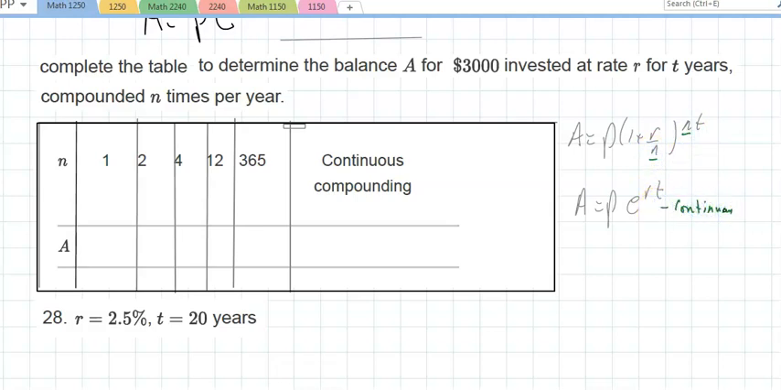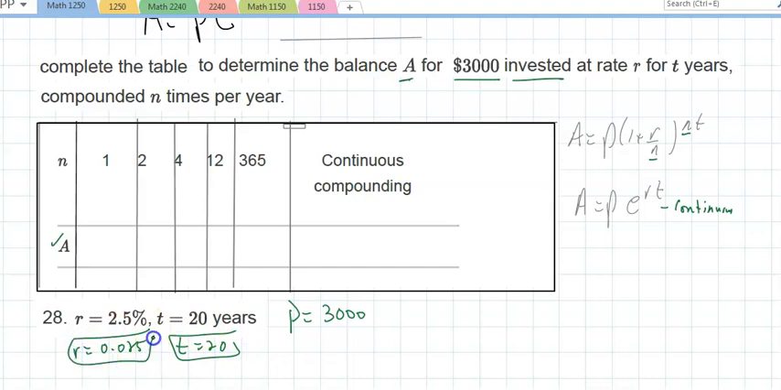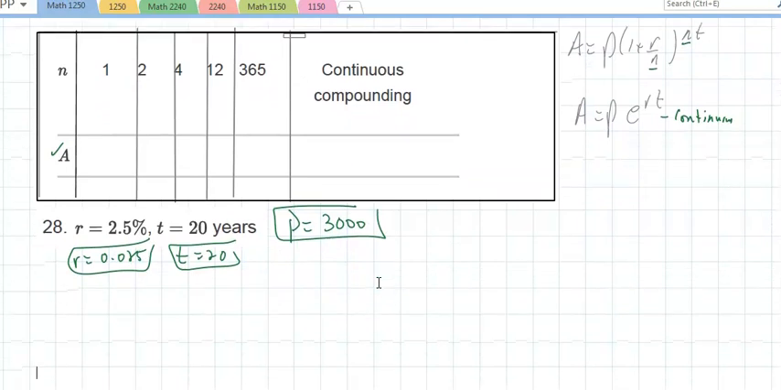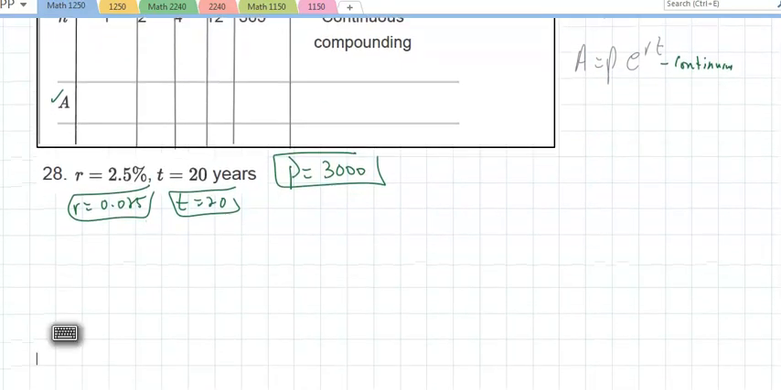So when they say complete the table to determine the balance of A, they're saying look for A. When $3,000 is invested, well, we know for all of these problems, P is $3,000. Rate, this is R. R is 0.025, and T is 20. We got them. Very good. So we want to fill this table. It's a matter of using a calculator. Make sure you get a scientific calculator, and we're going to play with that.